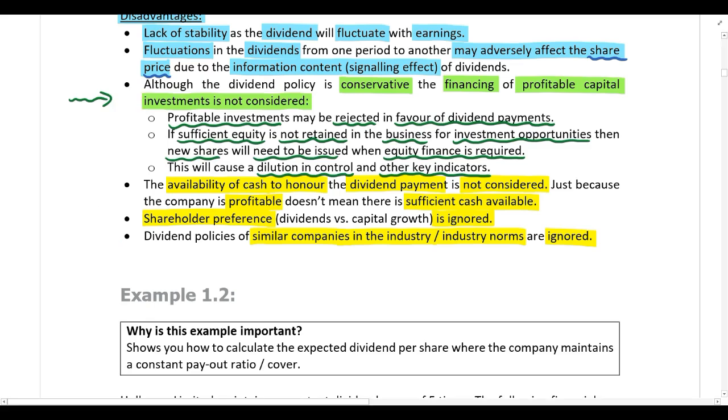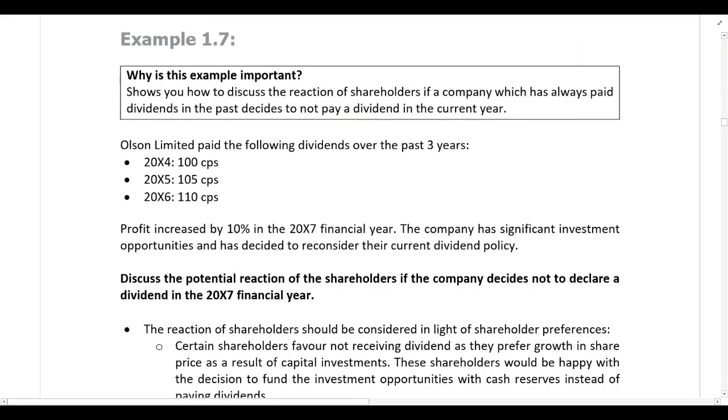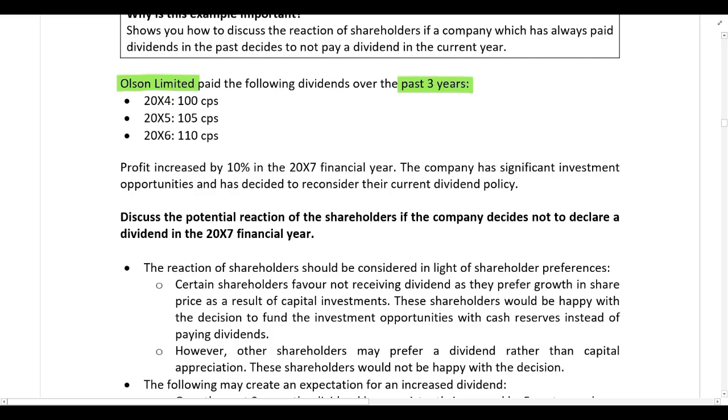All right, so that deals with example 1.1. Please jump to example 1.7. Olsen Limited paid the following dividends over the past 3 years. So you've been given the dividend for 20x4, 20x5, and 20x6, and you can see the dividend is increasing each year slightly. It was 100 cents per share, it's then 105 cents per share, and then 110 cents per share.